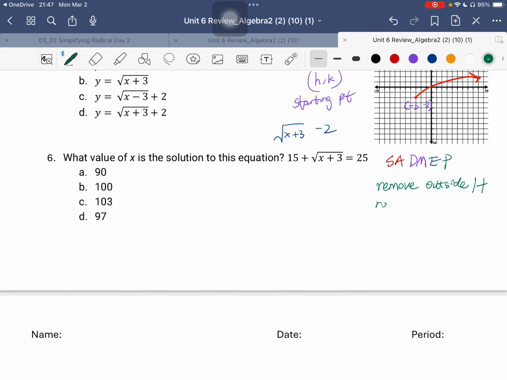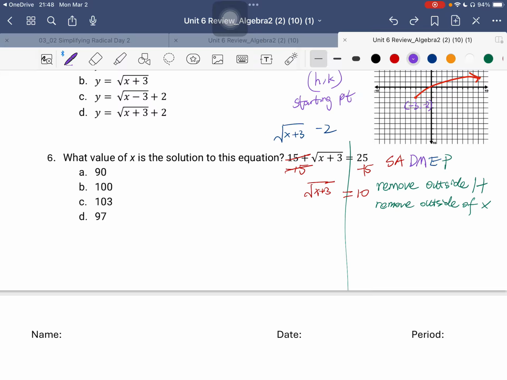Remove that outside the house, and then remove outside of x. Okay. Now let's see. Outside of house, I do have subtraction and addition. And to remove the 15 by -15 on both sides. So it gets canceled out. It leaves me x plus 3 equal minus 15 equal 10. And then, do I have division and multiplication outside of house?